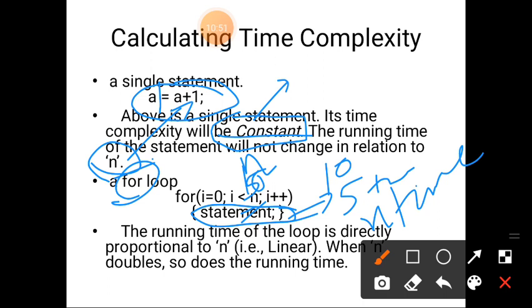So the running time of this for loop is directly proportional to n. So this is linear. When n doubles, the running time also doubles.